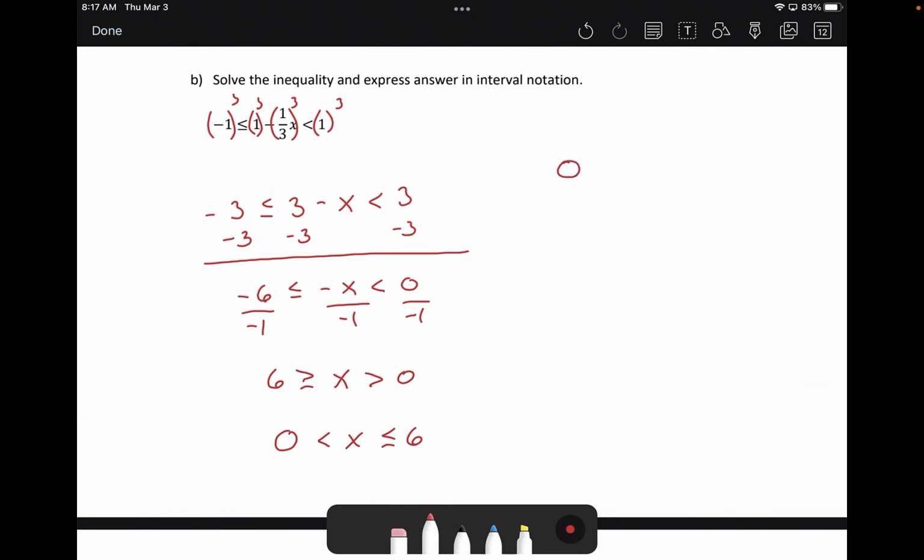0 is not included, so we'll leave it as an open circle. We go up to 6 and close it in. We are including the 6. 0 to 6, and we include the 6.